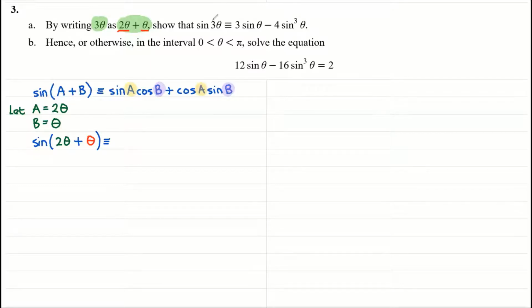So let's do that. So we're going to have sine of 2 theta multiplied by the cosine of theta. Okay. And then we're going to add the reverse. So add the cosine of 2 theta multiplied by the sine of theta. And just double check that that's correct. You've substituted everything in the right order, in the right place, and it's consistent and it makes sense.